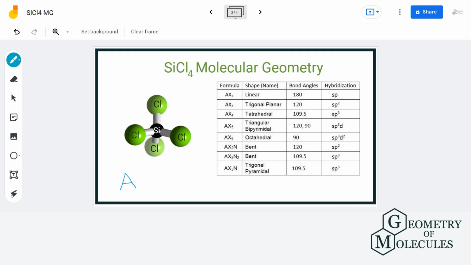Here, A stands for the central atom, X is the number of atoms attached to the central atom, and N is the lone pair of electrons. We have silicon as the central atom, there are 4 chlorine atoms attached to it and no lone pairs, and that gives us a formula of AX4. And that refers to the tetrahedral shape with a bond angle of 109.5 degrees and sp3 hybridization.